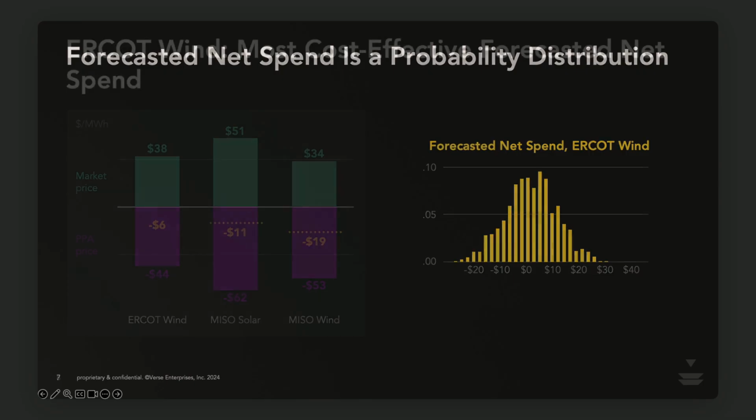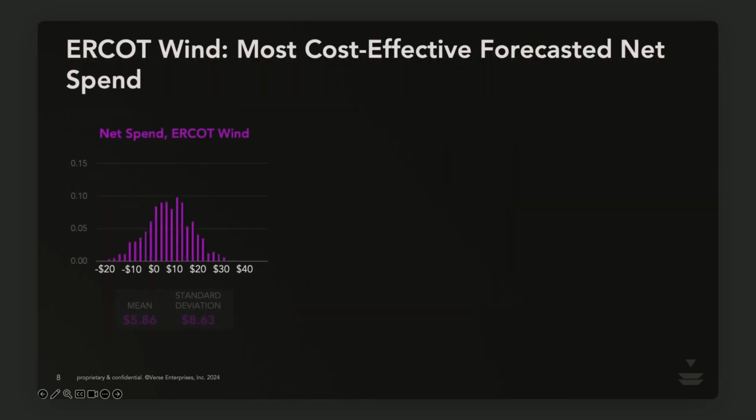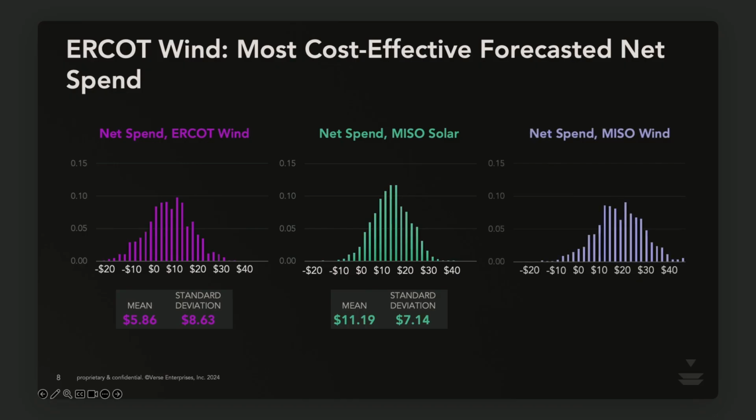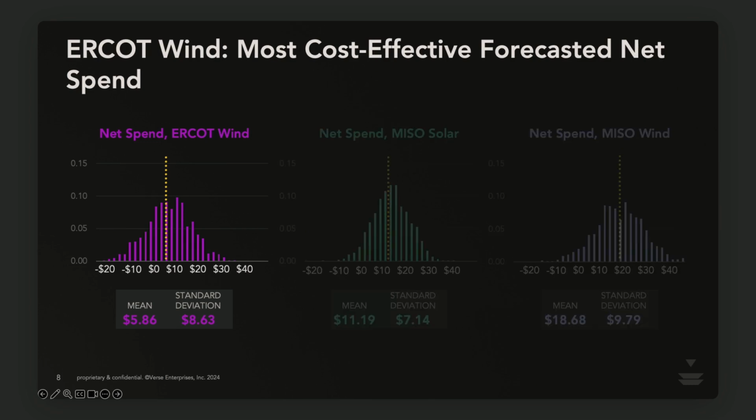If we just compare the net spend probability distributions for all 3 projects, we see the ERCOT wind PPA distribution center is farthest left, with only a modestly wider distribution of outcomes. In other words, the ERCOT wind PPA would be most cost-effective for Company A on a forecasted net spend basis, without a significantly riskier profile.